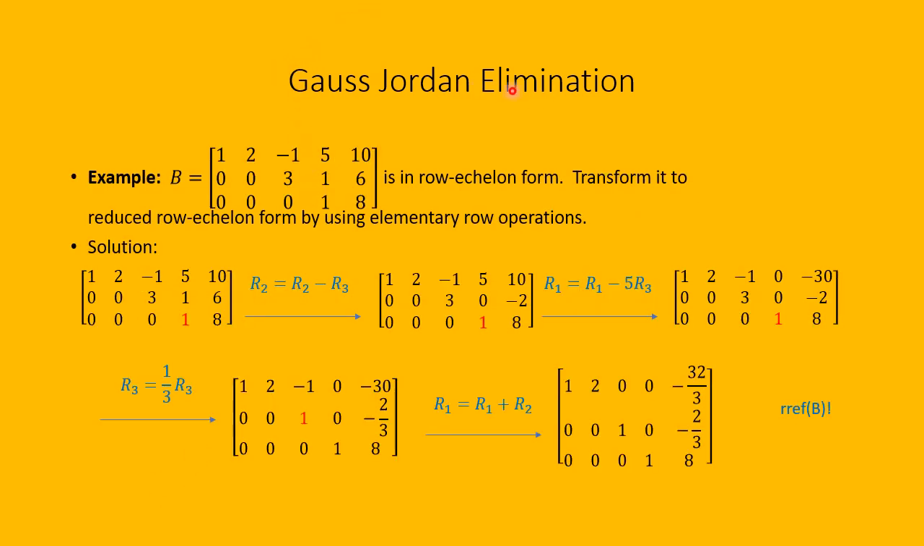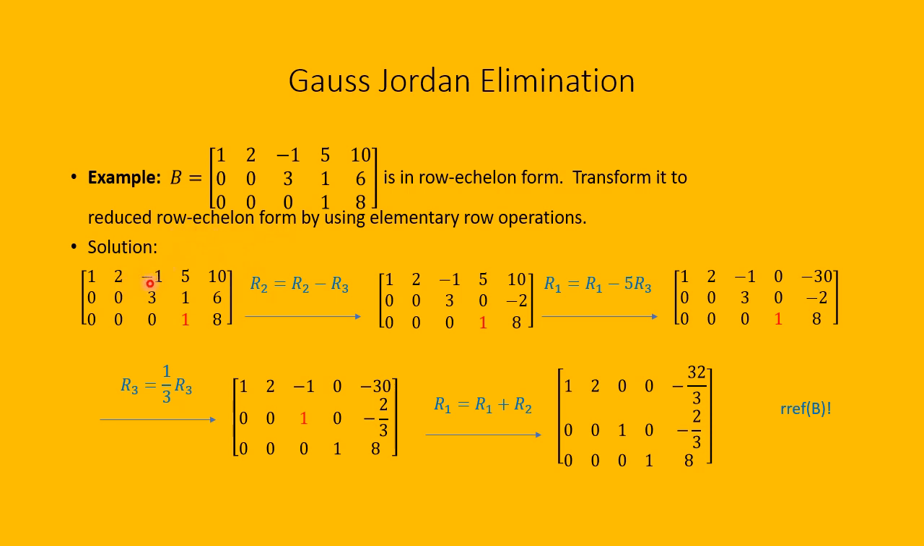So let's look at an example of Gauss Jordan elimination. Let's start with the matrix B, given here, that is already in row echelon form. We have a leading 1 in this first row. We have a leading 3 in this second row, and we have a leading 1 in the third row. Okay, so let's see how we can get it in reduced row echelon form.